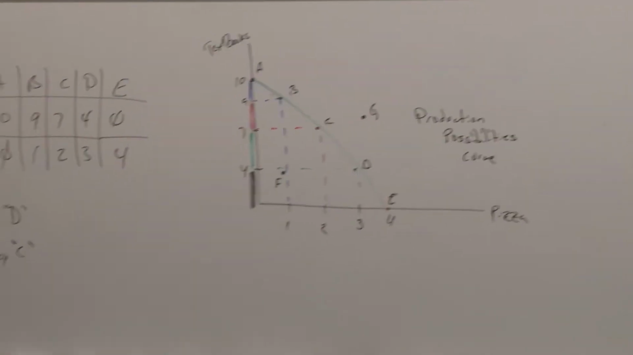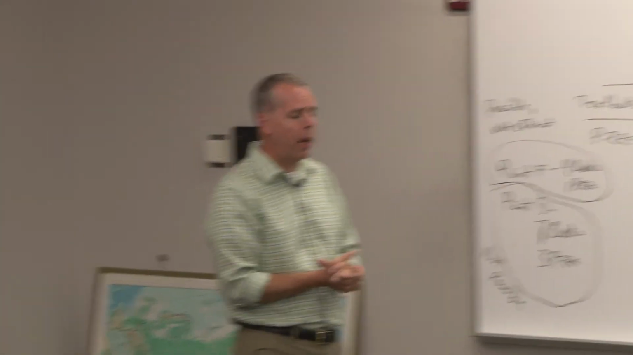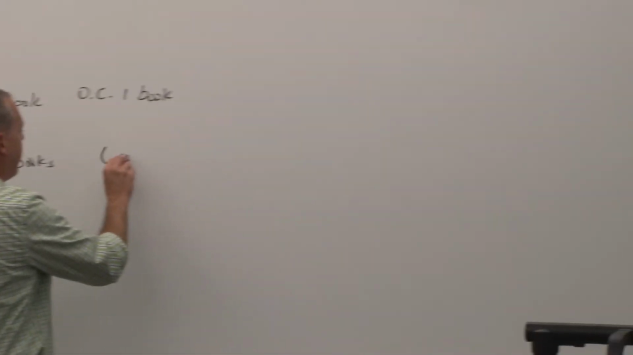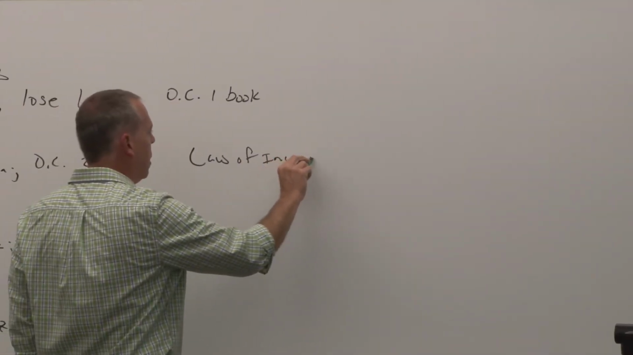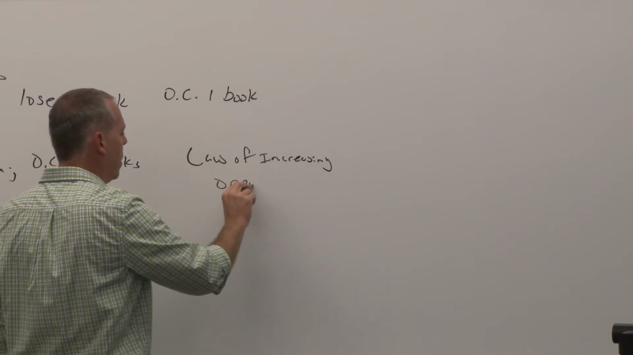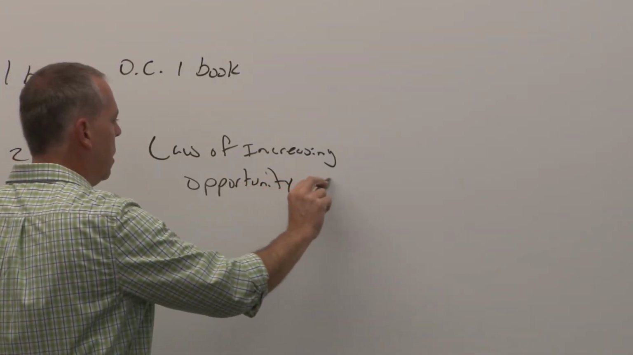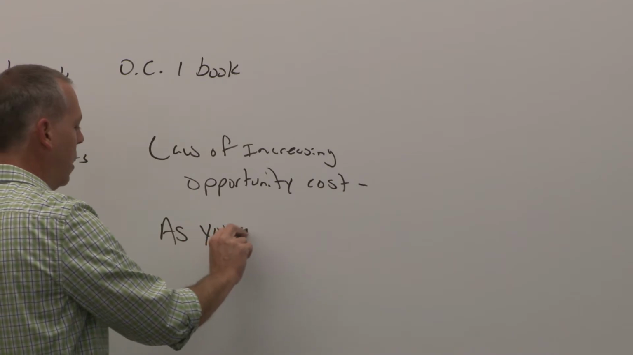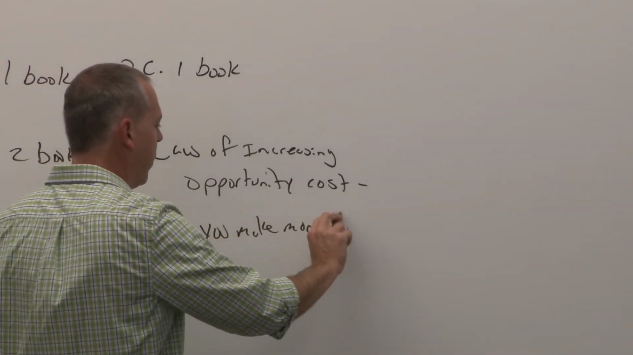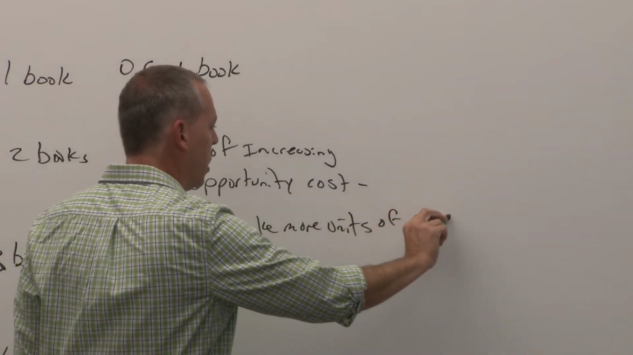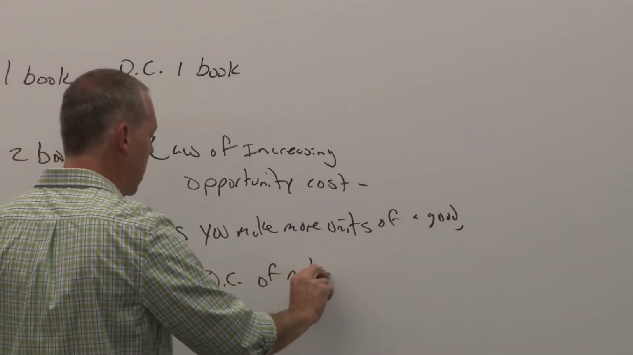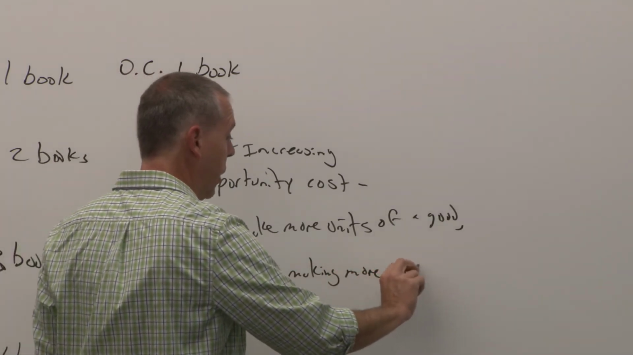Okay. So let's think very, very carefully about what's happening here. As we make more and more pizzas, what's happening to the opportunity cost of another pizza? It's getting bigger, right? We call this the law of increasing opportunity cost. What this law says is that as you make more and more units of a good, the opportunity cost of making more increases. Hence the name increasing opportunity cost.